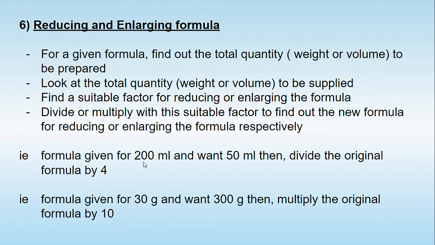For example, the formula is given for 200 ml and I want it for 50 ml. So naturally, whatever ingredients are in the formula, I am going to divide by 4, and I will get that. For example, if the formula is given for 30 grams and I have to find out the ingredients required for 300 grams, then each of the ingredients in the formula I am going to multiply by a factor of 10. So this is very important.